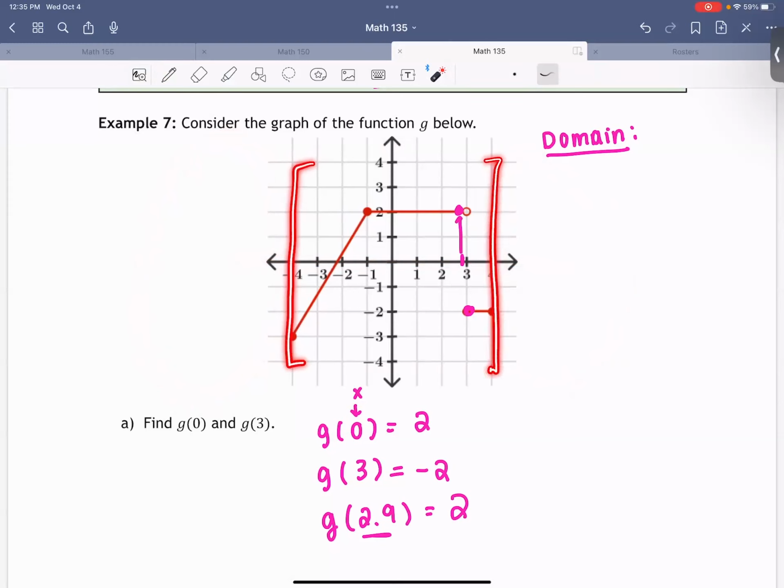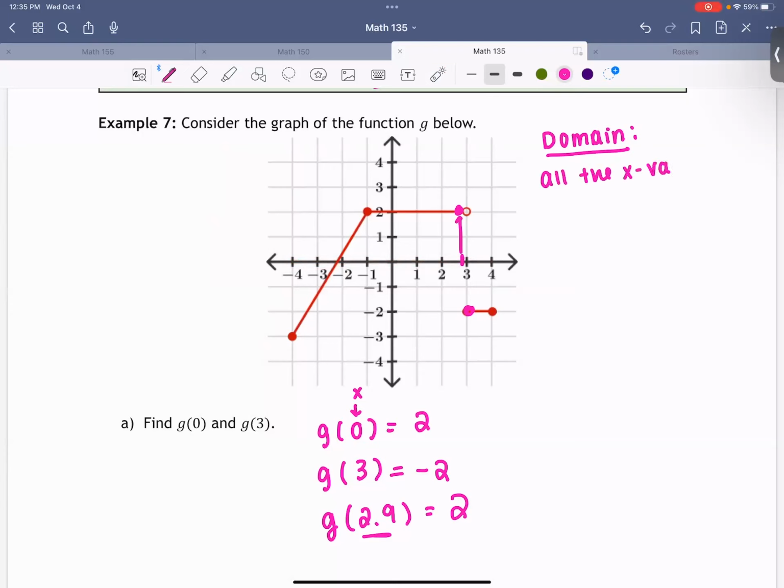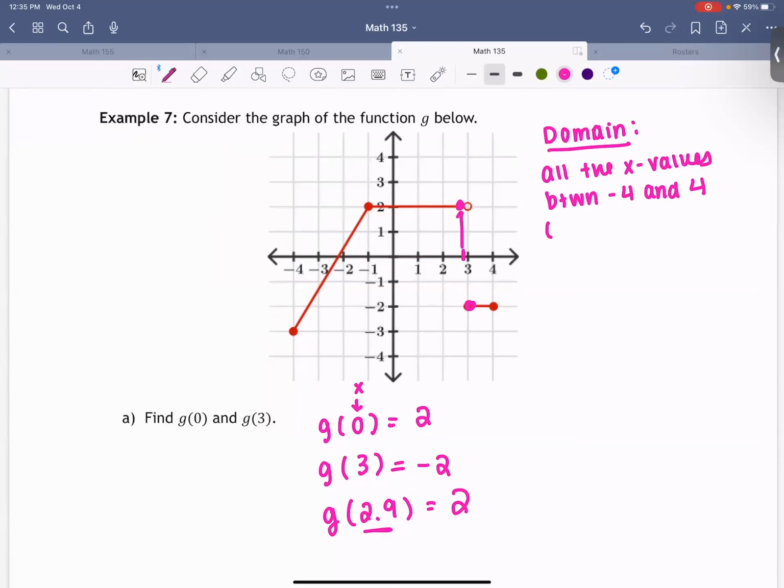And I have to think about all the x values that work. Now, can everyone agree that it's from -4 to 4? Okay, so let me just write this out. All the x values between -4 and 4. Okay. Am I including -4 and 4? Yes, because there's a closed circle, right? So let me write including.